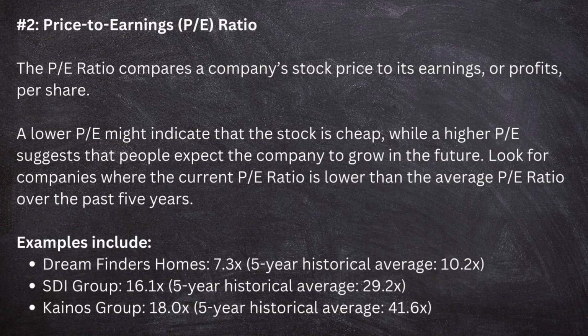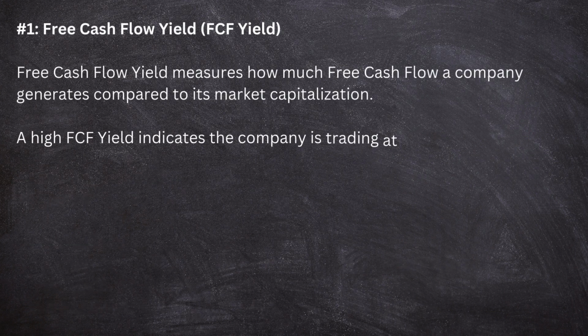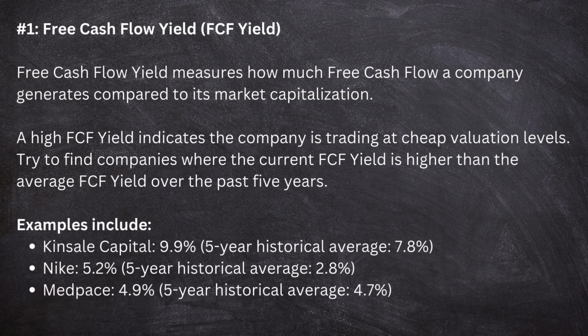Number 1, free cash flow yield, FCF yield. Free cash flow yield measures how much free cash flow a company generates compared to its market capitalization. A high FCF yield indicates the company is trading at cheap valuation levels. Try to find companies where the current FCF yield is higher than the average FCF yield over the past 5 years. Examples include Kinsale Capital, 9.9%, 5-year historical average, 7.8%. Nike, 5.2%, 5-year historical average, 2.8%. Medpace, 4.9%, 5-year historical average, 4.7%.